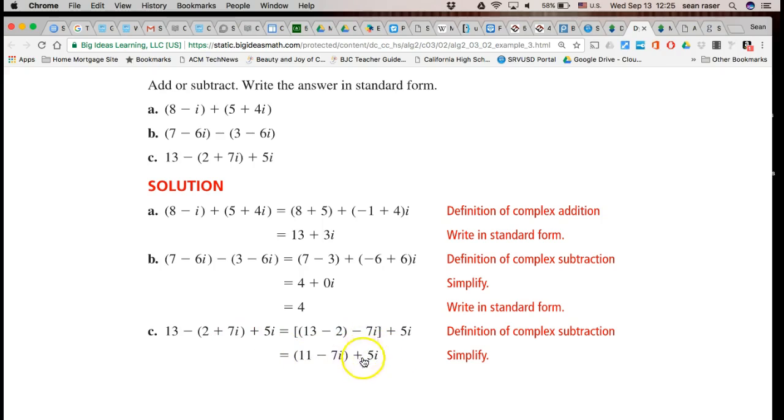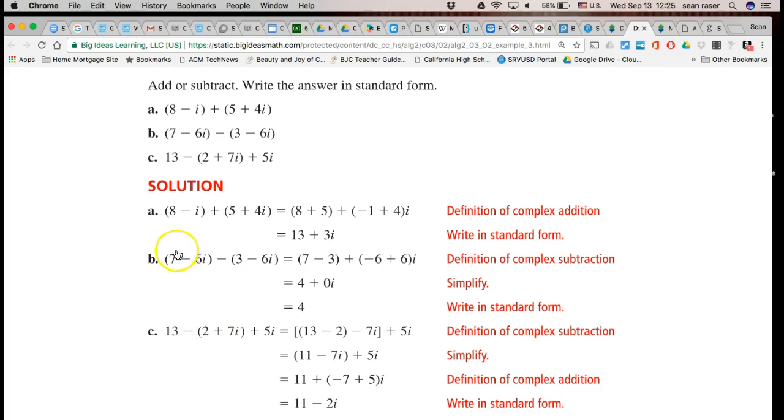Now we're adding 5i to that. So here 11 is just going to be our real component, and then we have minus 7i plus 5i, which is just minus 7 plus 5. We get 11 minus 2i.